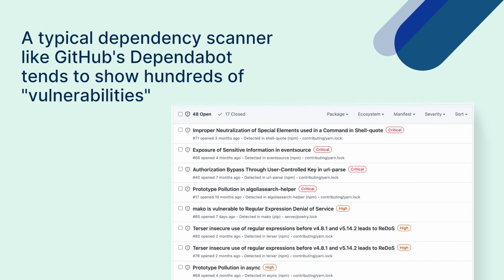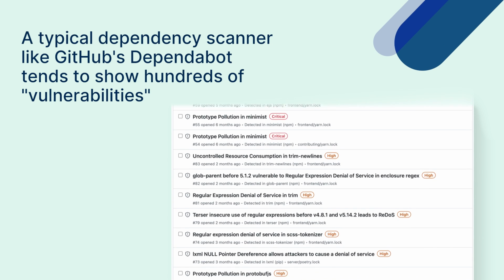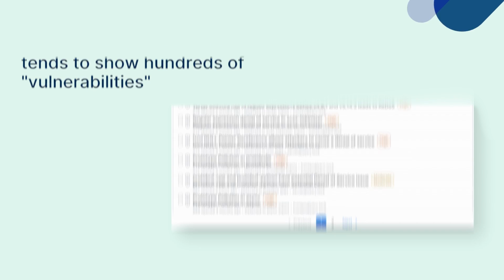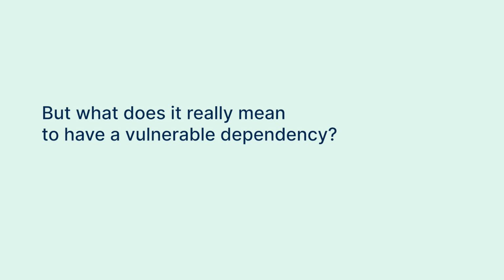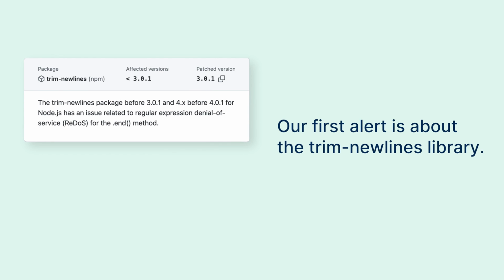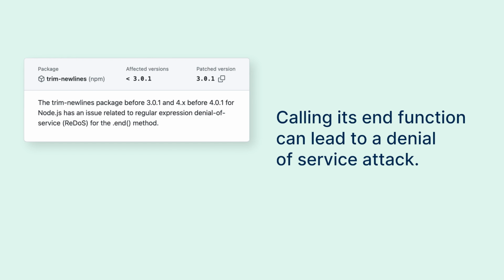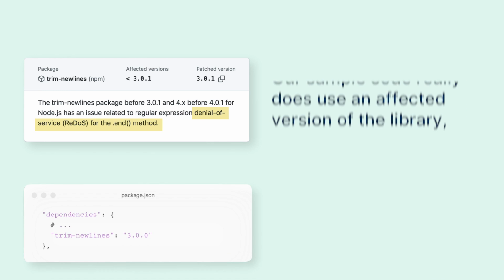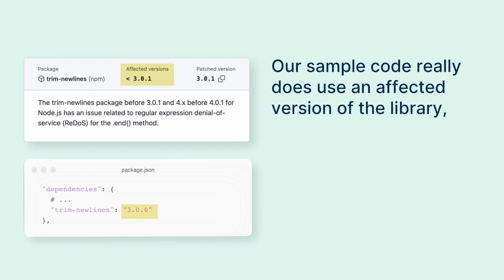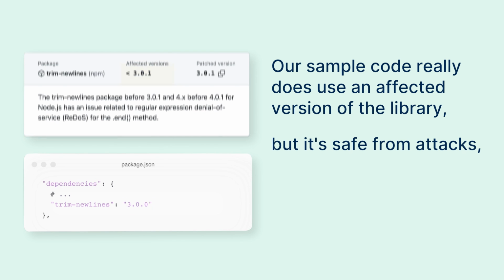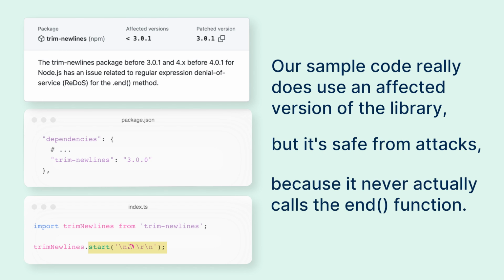A typical dependency scanner like GitHub's Dependabot tends to show hundreds of vulnerabilities. But what does it really mean to have a vulnerable dependency? Our first alert is about the trim-newlines library. Calling its end function can lead to a denial of service attack. Our sample code really does use an affected version of the library, but it's safe from attacks because it never actually calls the end function.